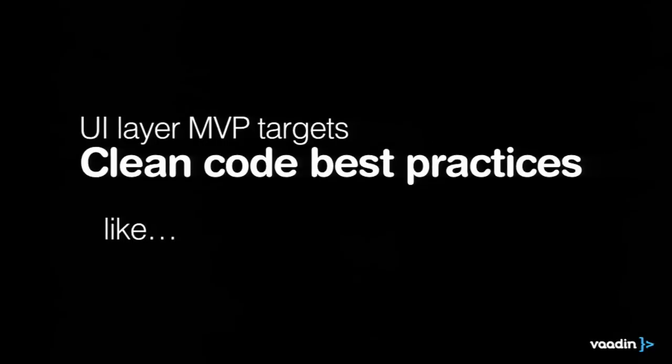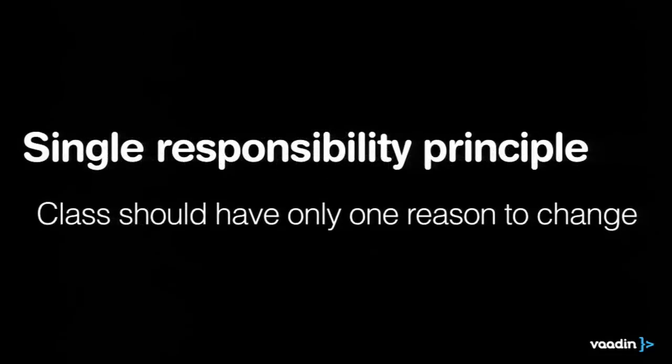UI layer MVP targets the clean code best practices, so-called SOLID principles. Have you heard of SOLID principles? And still you write sometimes spaghetti code. Yeah, well, so do I, so no problem. This is probably the most familiar of them: the single responsibility principle. It says that a class should have only one reason to change, which also states that a class should have only one responsibility that it should take care of.